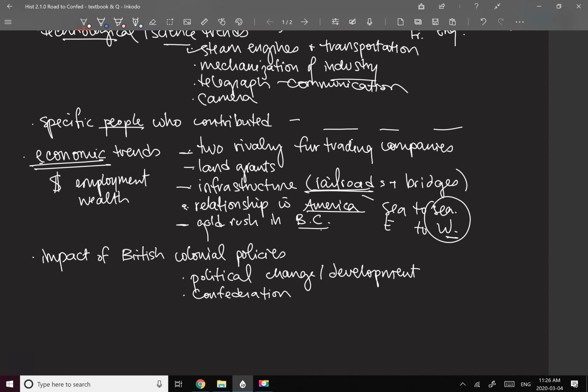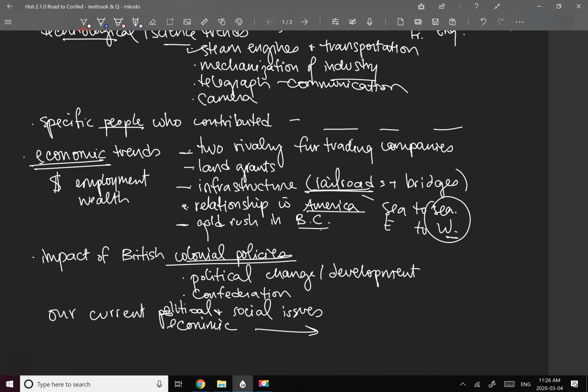And through all of this, and this is a phrase that's very well discussed in our current days, this idea of colonization, colonial policies, there are a lot of things that exist in our day-to-day, our current political and social issues, even economic issues, that are a result of colonization.